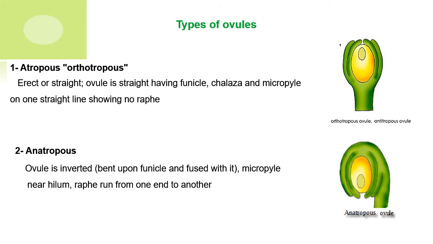Micropyle, chalaza, and hilum, all three structures lying on a straight line, so it is the straight or erect type of ovule. The opposite is the anatropous ovule, in which the ovule is inverted or bent on the funicle and fused with it. So this is the ovule and funicle, bent and fused with the funicle. A new structure arises due to fusion between the ovule and the funicle, which is the raphe. The micropyle will be near to the hilum, and the formed raphe runs from one end to the other end of the ovule.